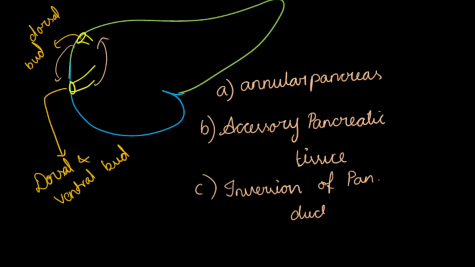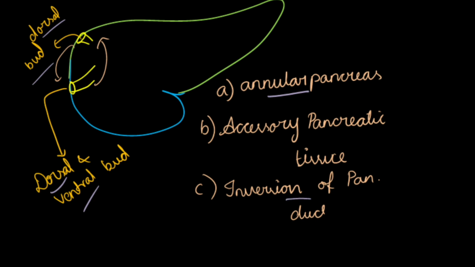And regarding the pancreatic duct, the major pancreatic duct opens at the fusion of the dorsal and ventral bud, and the accessory pancreatic duct opens at the dorsal bud. And whenever there is any problem with the fusion, it will lead to annular pancreas, which encircles the second part of the duodenum and may also lead to duodenal obstruction. Then accessory pancreatic tissues we can see somewhere else in the GIT, like the duodenum, jejunum, ileum, and Meckel's diverticulum.